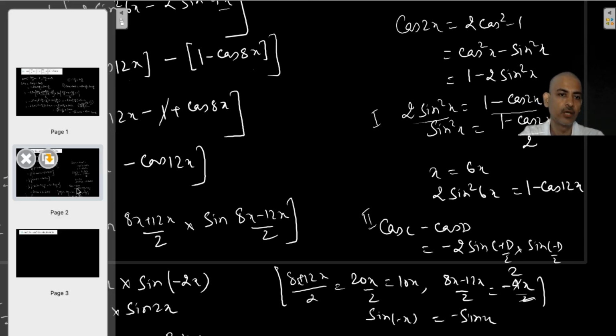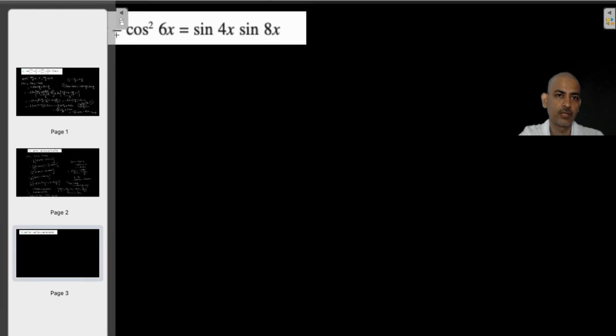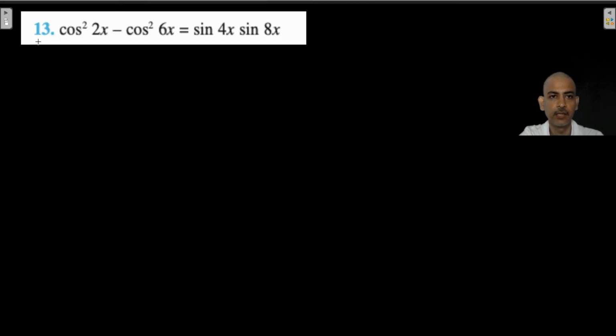Alright, now moving on to the third question for the day, and that will be your 13th question. So this is again going to use the same principle which we discussed in the last example. So what did we say? We said that 2 cos square x is equal to 1 plus cos 2x. So this is what we are going to use over here, and let's use our left hand side again. So our left hand side is cos square 2x minus cos square 6x.